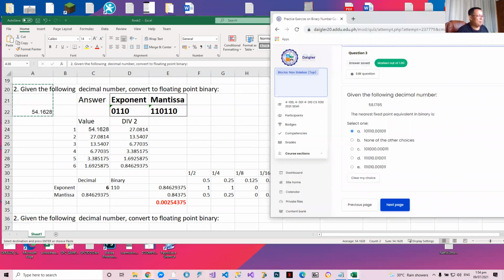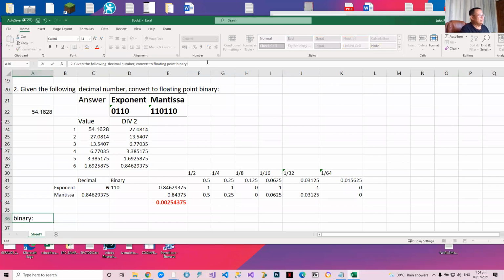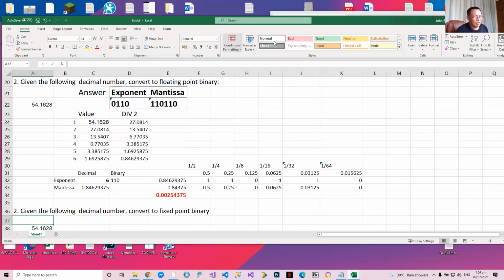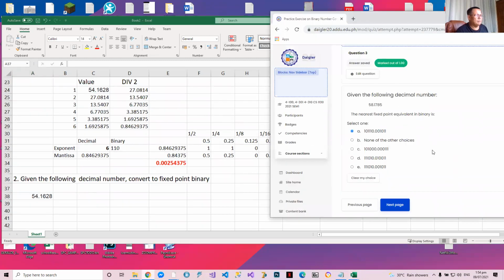What's the problem? Given the following decimal number, convert to fixed point binary. So always assume that we reach only up to the 6th binary place. You follow? What's the number that we need to compute? 541785. It's almost the same.